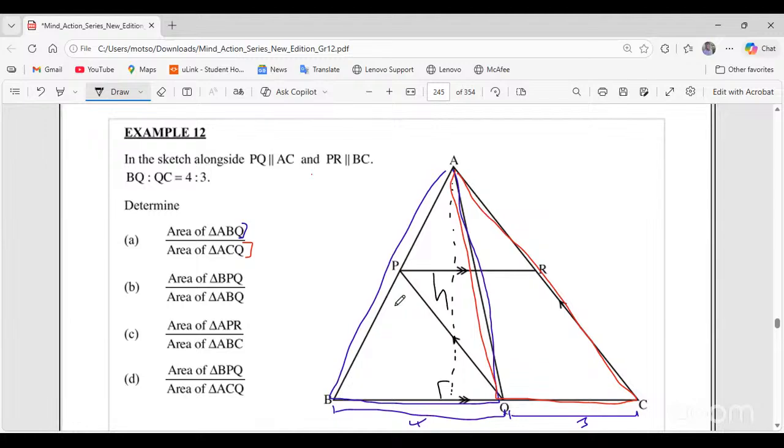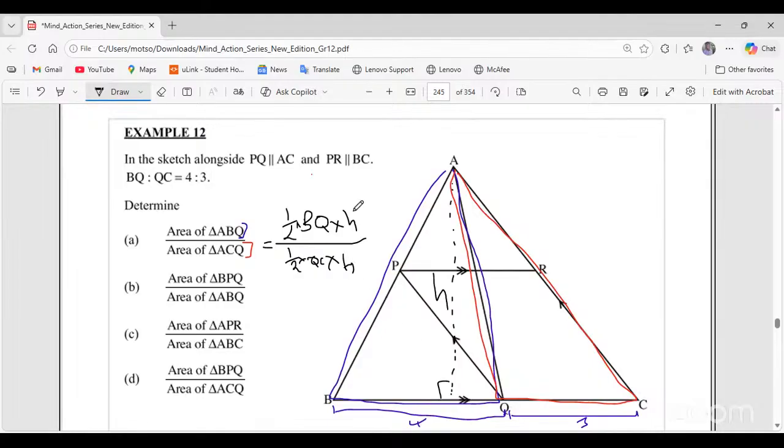Now this will be equal to the area of the numerator, the area of triangle ABQ. ABQ will be half times base. What is the base of the blue triangle? It is BQ, times the height. What is the height of this triangle? It is height h. All over half times the base of the red triangle, QC, times the height of the red triangle, which is still the height h.